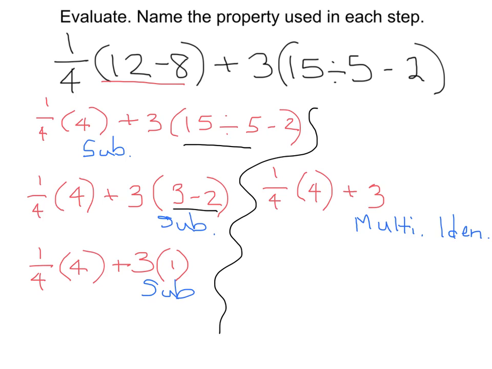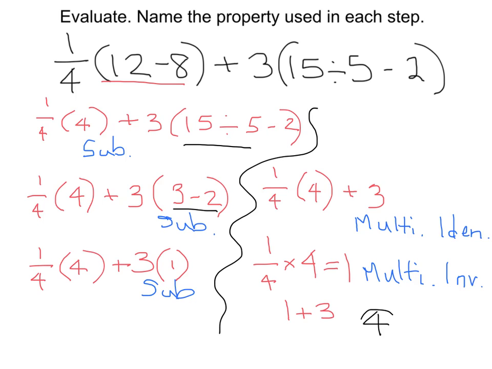Now we continue on, and we have 1/4 times 4, which is 1. So that leaves us with 1 plus 3. This property was the multiplicative inverse because we were multiplying two opposites together to get us the 1. And now we have 1 plus 3, which gives us our final answer of 4. And this last step was a property, it was the substitution property.